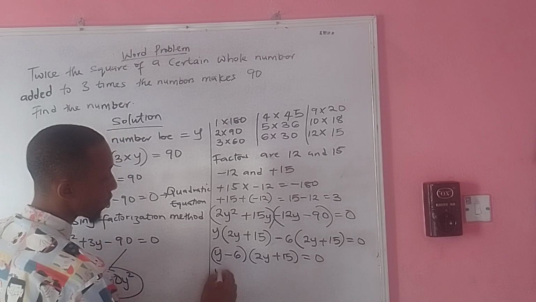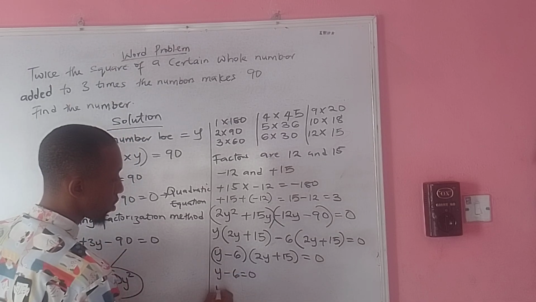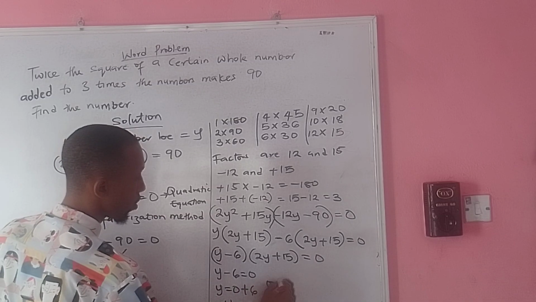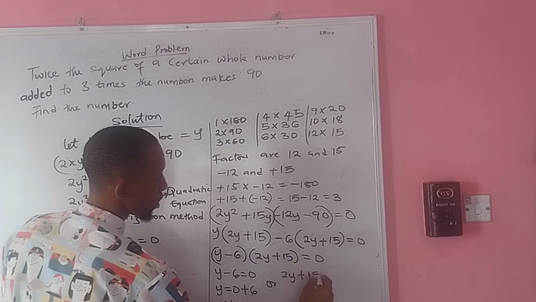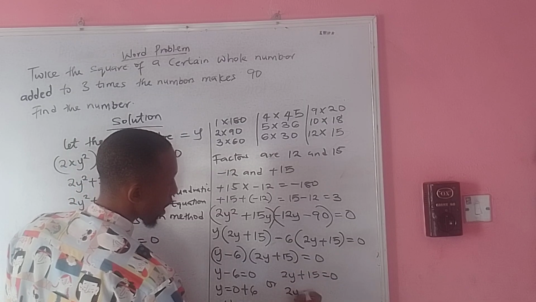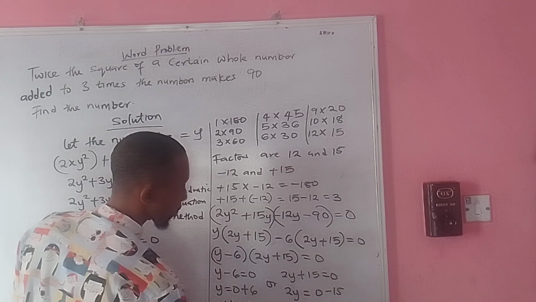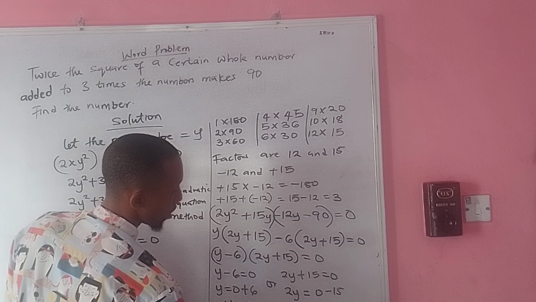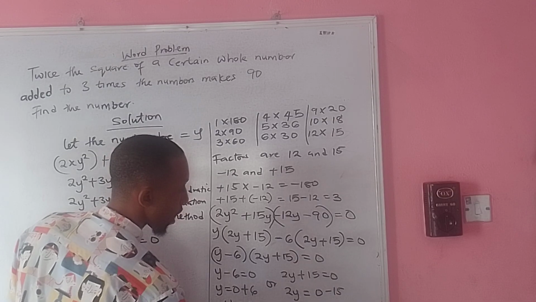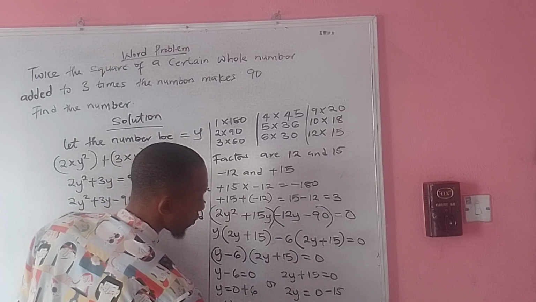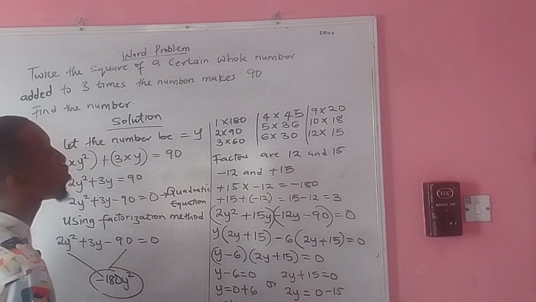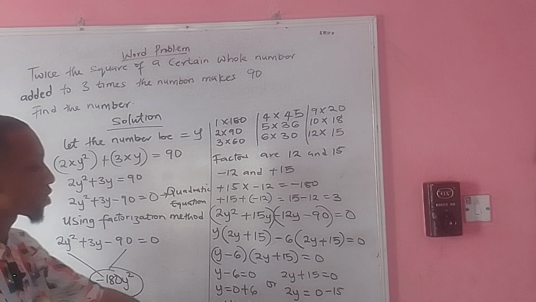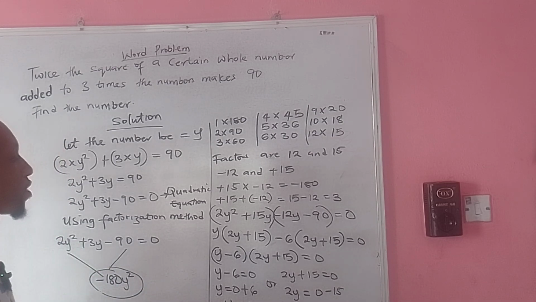If y minus 6 is equal to 0, y is equal to 0 plus 6, so y is equal to 6. Or 2y plus 15 is equal to 0, so 2y is equal to 0 minus 15, 2y is equal to minus 15. If I divide all through by 2, I have y is equal to minus 7 and a half. So I have two values for y: y is equal to 6 and y is equal to negative 7 and a half.